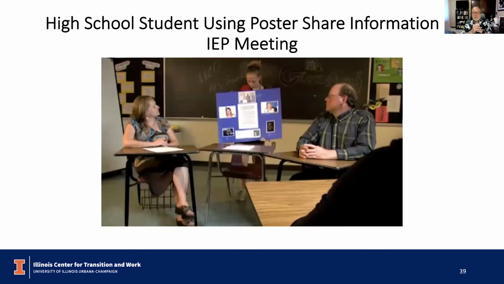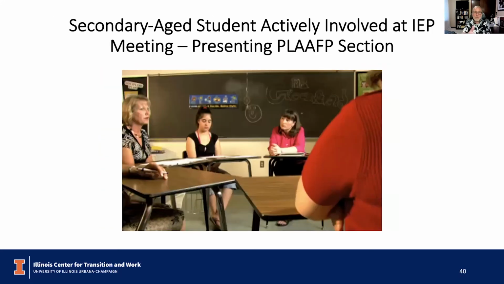Or we have this high school student who prepared a poster for her present level of performance. And she's looking at the poster as notes, basically, to take her through her description of her present levels. And here's someone, the lady with the black shirt on, she has written notes, and she's speaking to her IEP team from her written notes. So there's lots of means that we can get students engaged in providing information about themselves at their IEP meeting.